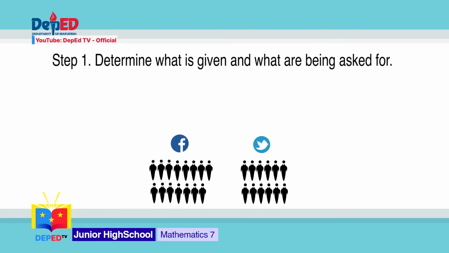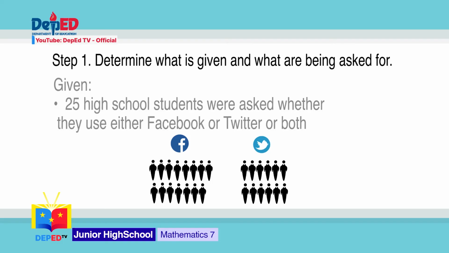Our second problem is of the same type with our example earlier. So, like how we began in our first example, we will list the given information and what is being asked. The total number of students surveyed is 25.